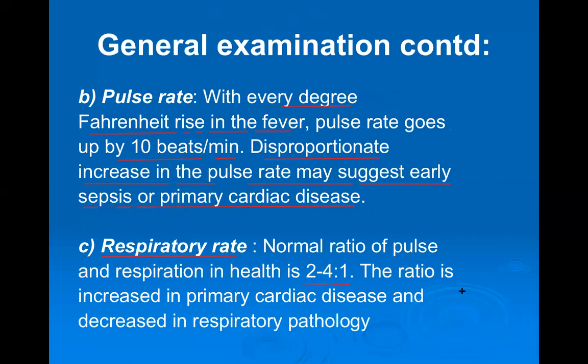Let's say it's 72. And what is the normal respiratory rate in adults? 18 to 20. Now see this, take the ratio. If it is 18, the pulse is 4 times the respiration. So this is one good way to remember. It is 2 to 4 to 1. Now let's come to the point. The ratio is increased in primary cardiac disease and decreased in respiratory pathology. That means the pulse rate is high in heart diseases and the respiratory rate is high in respiratory pathology. So the ratio will change accordingly.